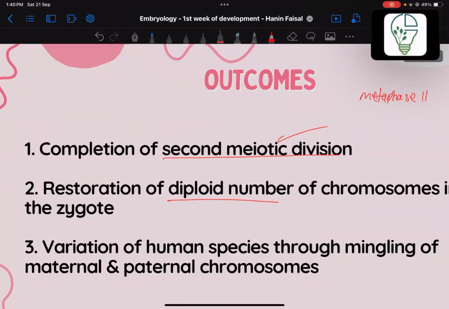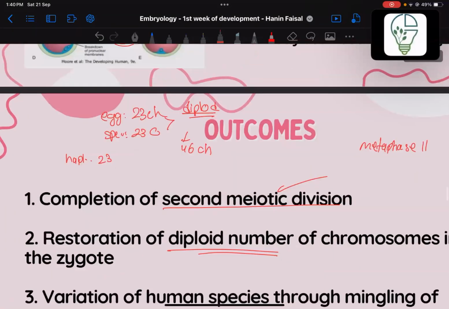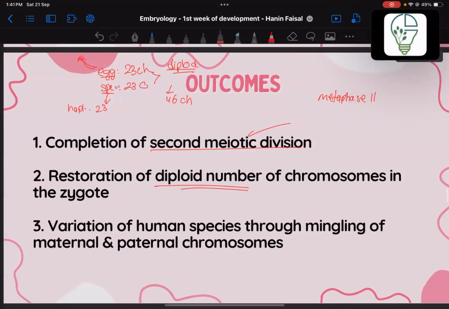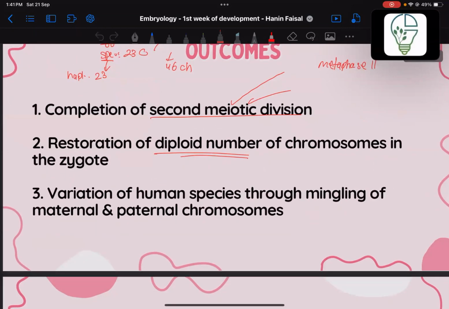Then the restoration of the diploid number, because we know that the egg has 23 chromosomes and the sperm has 23 chromosomes. When both of them fuse together, they're going to form a diploid zygote. The meaning of diploid is 46 chromosomes, and haploid is 23 chromosomes. Since we're taking chromosomes from the maternal side and from the paternal side, we're going to have a mix of chromosomes, and this causes the variation. So the outcomes of fertilization: first, the completion of metaphase 2; second, restoration of the diploid number; and lastly, variation.